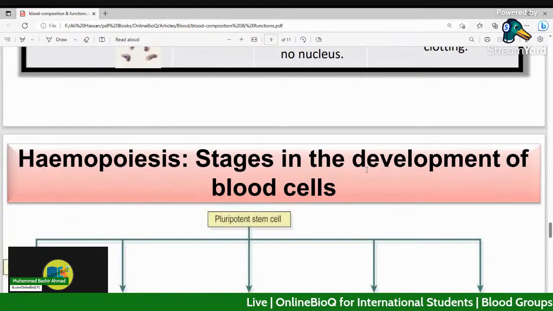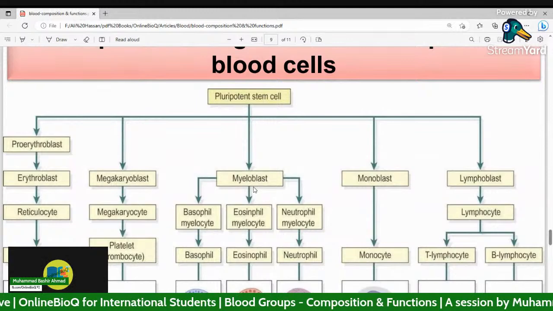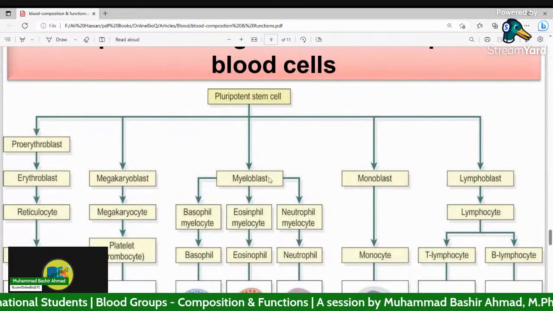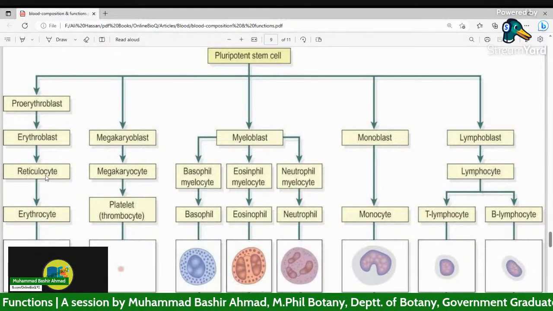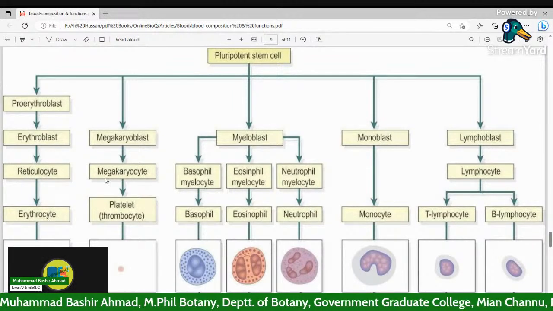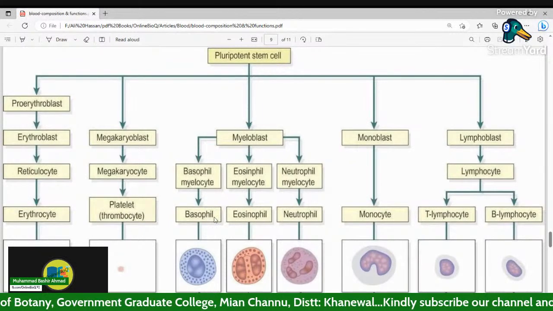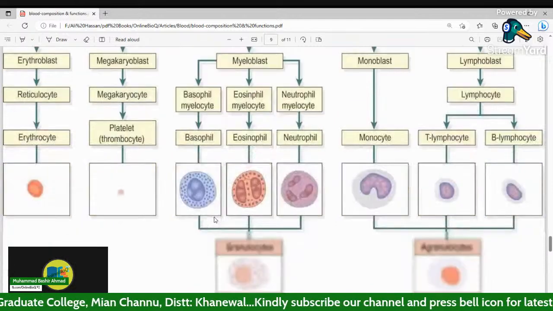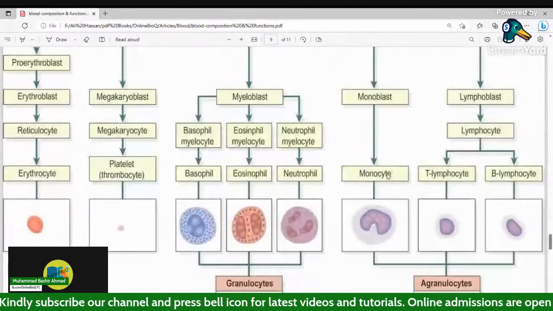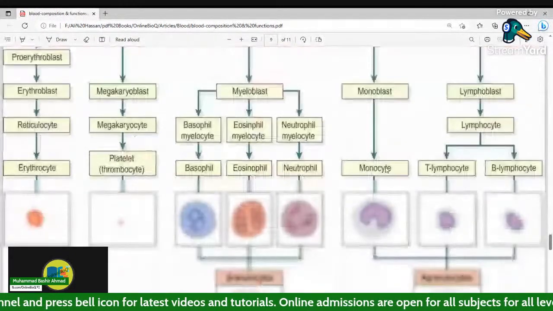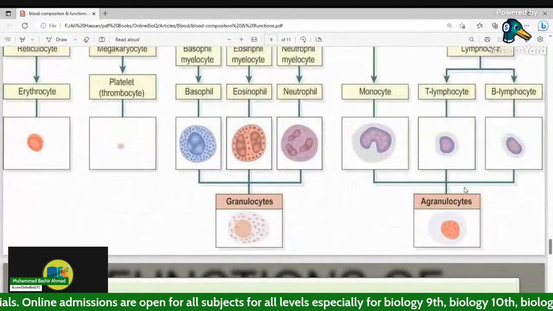Hemopoiesis, the stages in the development of blood cells. So here we say there are proerythroblasts, megakaryoblasts, myeloblasts, monoblasts, lymphoblasts. Proerythroblasts form erythroblasts, which further form reticulocytes and differentiate into erythrocytes. Similarly, megakaryoblasts form platelets, myeloblasts form granulocytes, granular leukocytes, basophils, eosinophils, and neutrophils. Monoblasts form monocytes, and lymphoblasts form T lymphocytes and B lymphocytes, and these are agranulocytes.